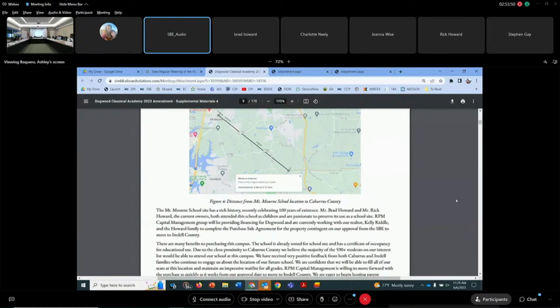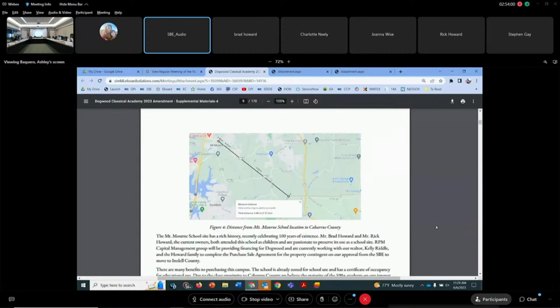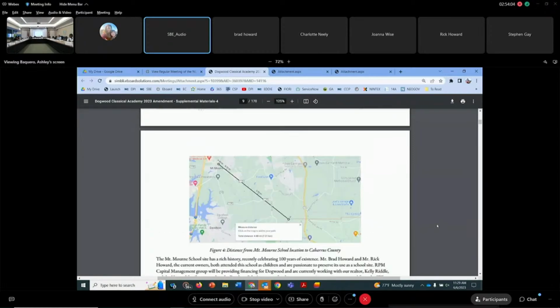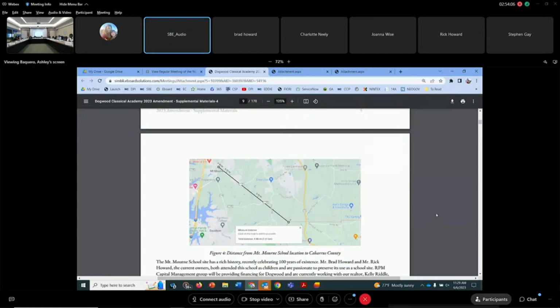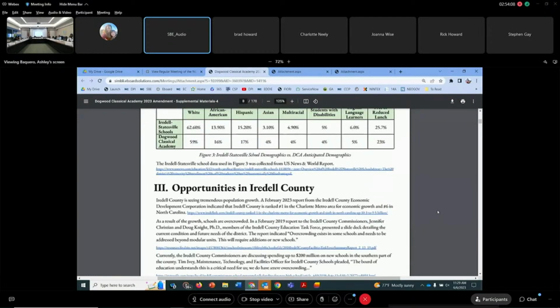Where was the original thought that the school would be in Cabarrus? Because I know you're quoting the preferred option is 4 miles from the border, but if you live in Harrisburg or Midland, that's not 4 miles. That's a lot of miles. So where was the original thought that the school in Cabarrus would be?